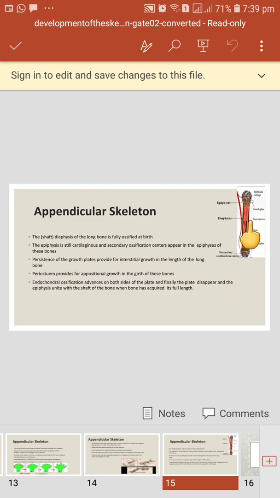This is the diagram showing the epiphysis, growth plate, diaphysis. Again this is the growth plate, and here is the secondary ossification center.